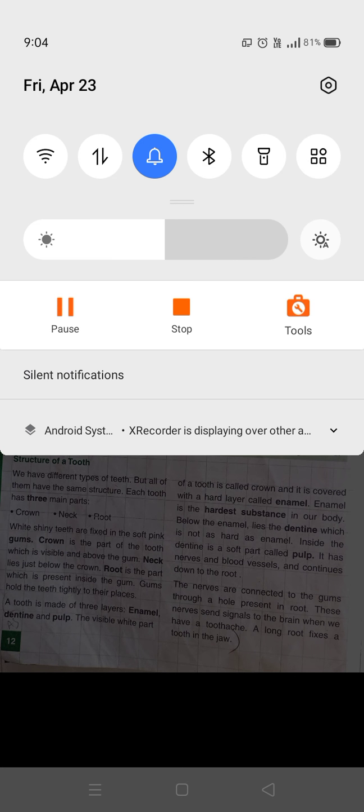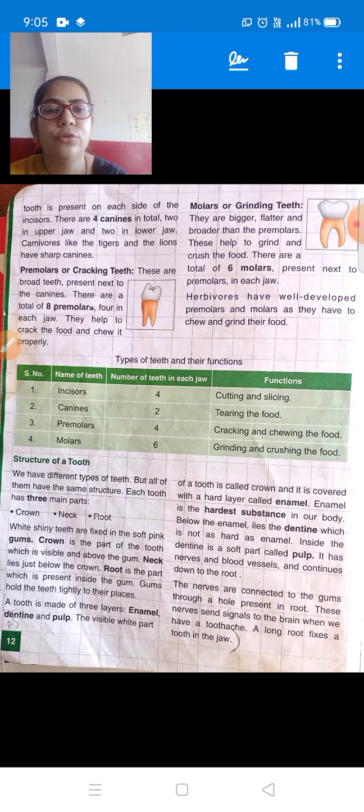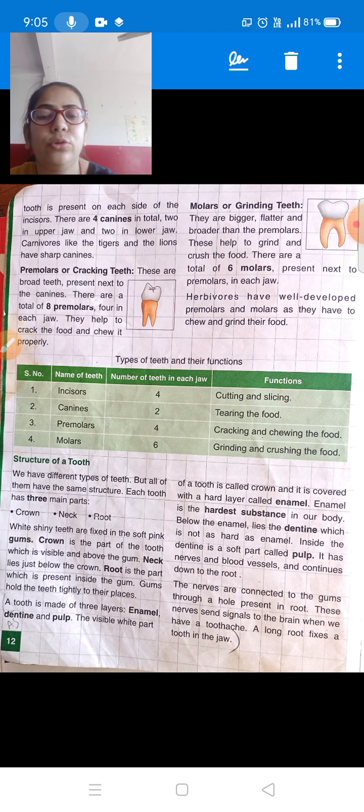Okay, so students, this was all about the types of teeth. Today we have studied the types of teeth. Next time we will study the structure of a tooth.